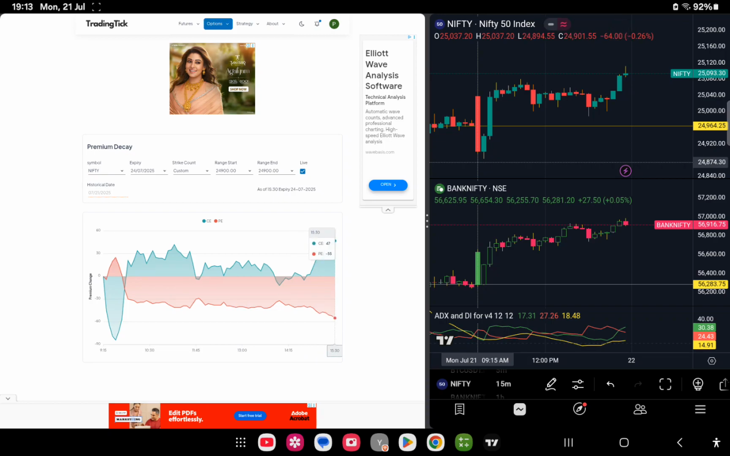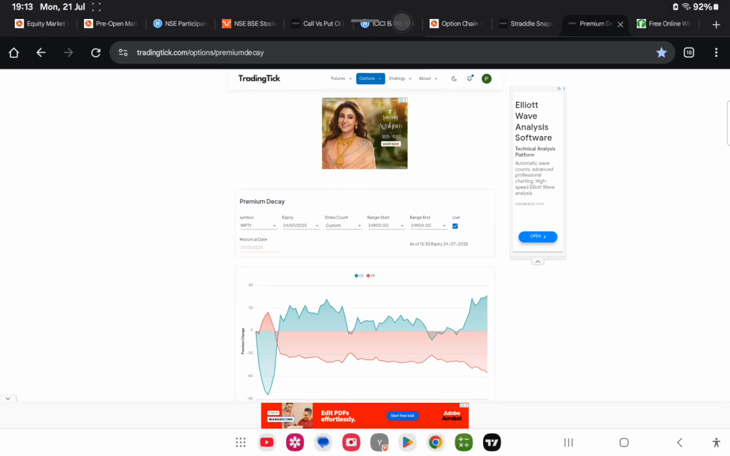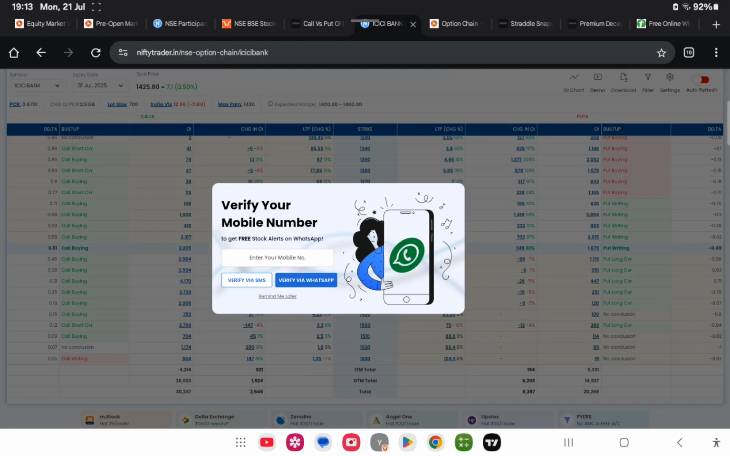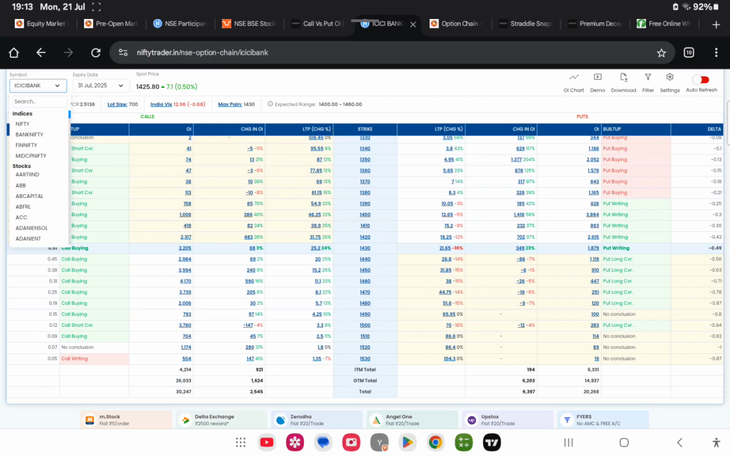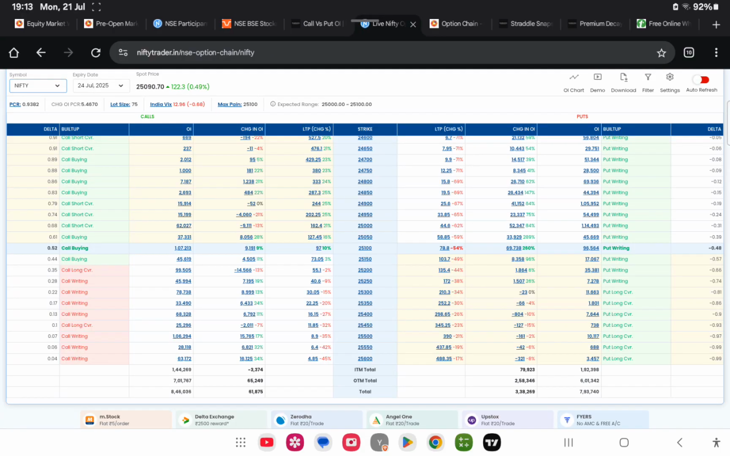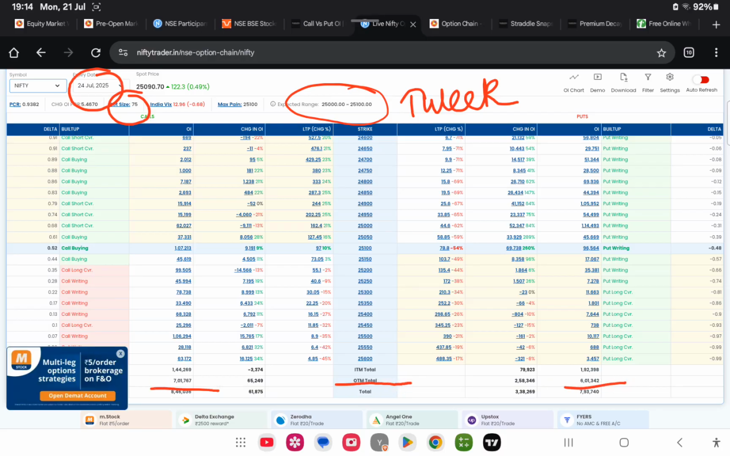Now we will check the close range OI. I'm going to take Nifty. Here is the range for this week. Lot size, and you could see expiry is 24th July. When you check OTM, it's 600 and 700. Clearly resistance is more in the market.